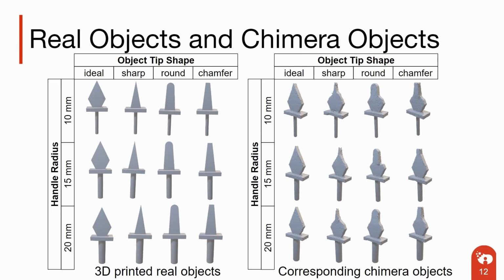To give a variety of levels of Visuo-Haptic inconsistency, we created 12 different real objects by using a 3D printer. As shown on the left, they are a combination of 4 types of tip shapes, i.e., ideal, sharp, round, and chamfer, and 3 types of handle radius, 10 mm, 15 mm, and 20 mm. To correspond to these 12 real objects, 12 chimera objects were synthesized as shown on the right.